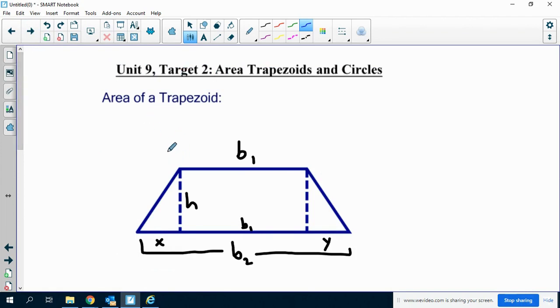So if I'm looking at the area of a trapezoid, I have everything labeled. Base 1 is up on the top. Base 2 is on the bottom. And for the purposes of showing you why it works, I broke base 2 up into 3 parts. One of them I'm calling X, the other one I'm calling Y, and then this one is exactly the same length as B1 because I've broken it up into a rectangle. And then H represents the height.